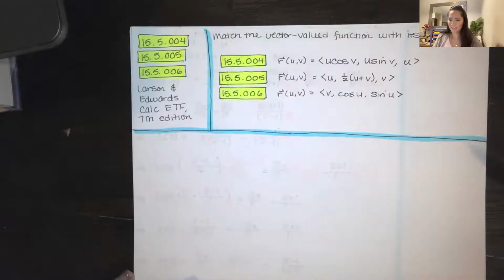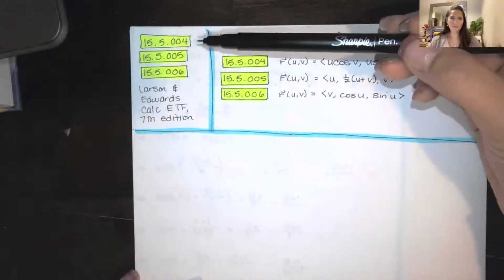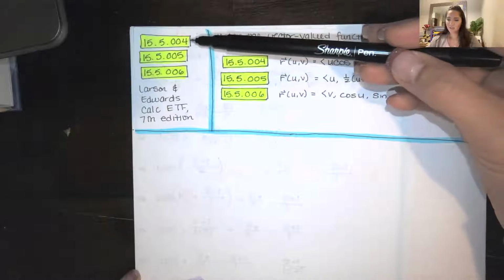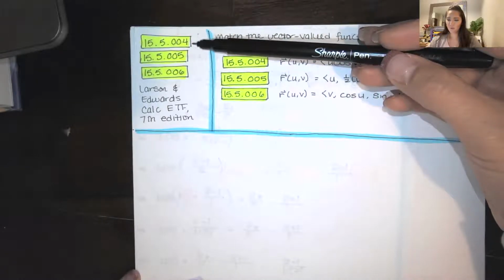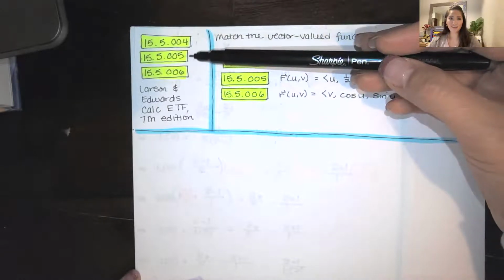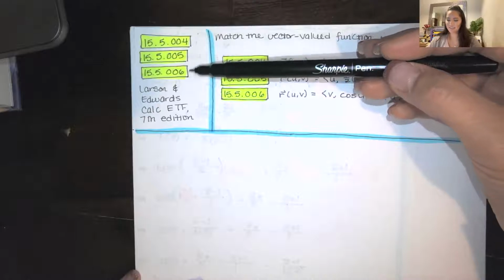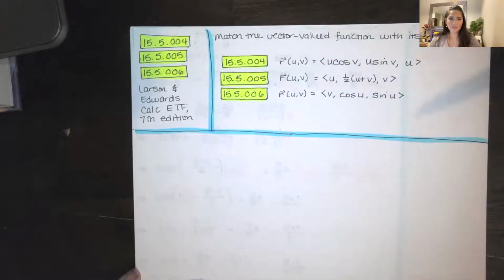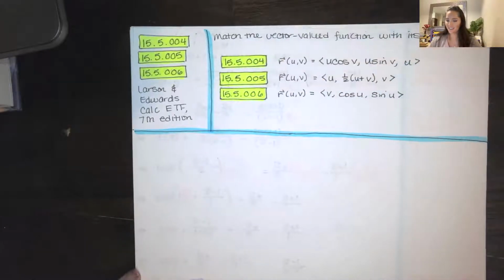Hi guys, in this video we're going to solve three problems: Problem 15.5.004, 15.5.005, and 15.5.006 from the Larson and Edwards Calculus Early Transcendental Functions text, 7th edition.